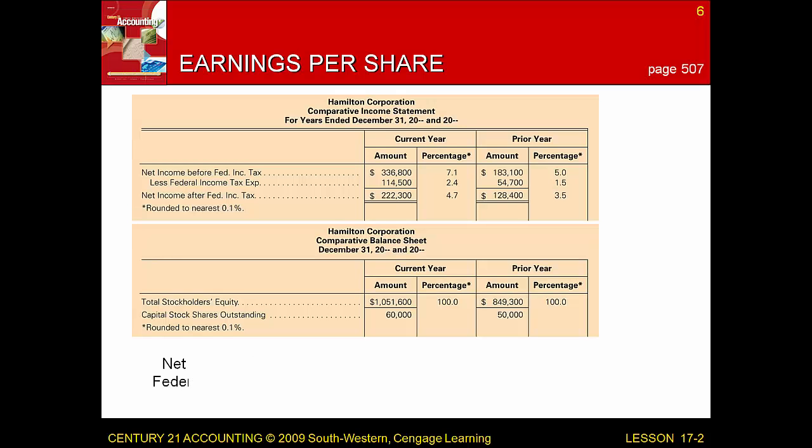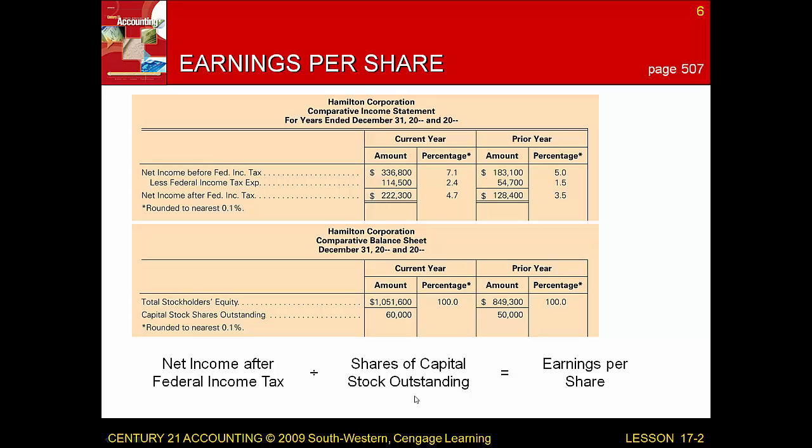So how do we calculate this? We're going to take our net income after federal income tax and divide by our total shares of stock outstanding, 60,000 for our current year, which gives us our earnings per share for this year of $3.71. A positive trend is important to our company. So previous year we had earnings per share of 2.57. So going up to 3.71 is very favorable for Hamilton Company.